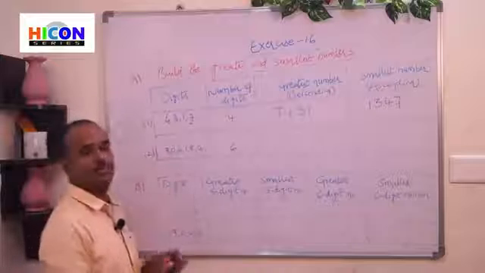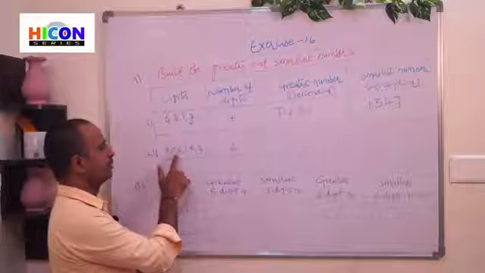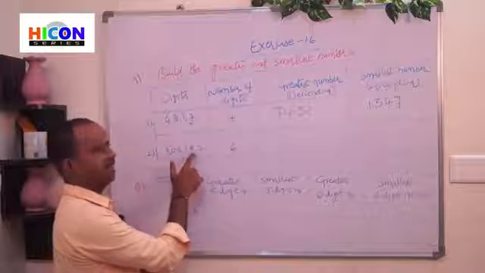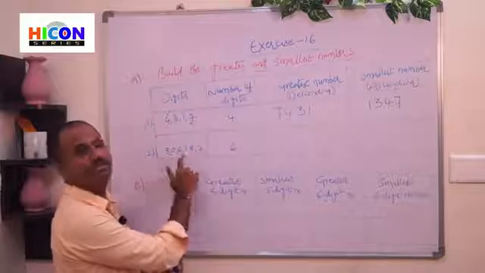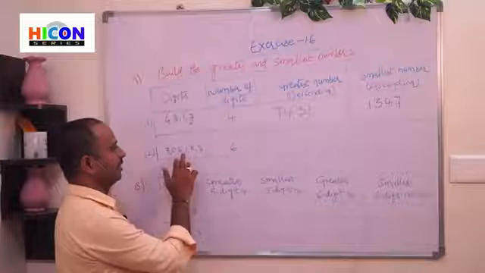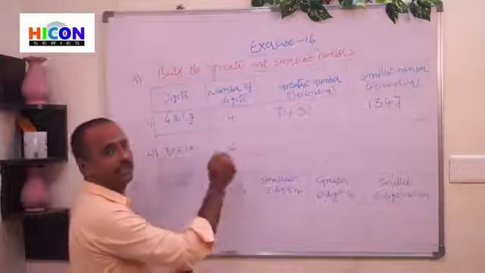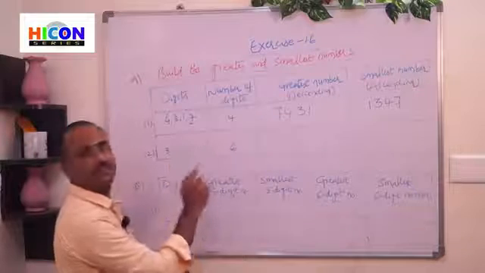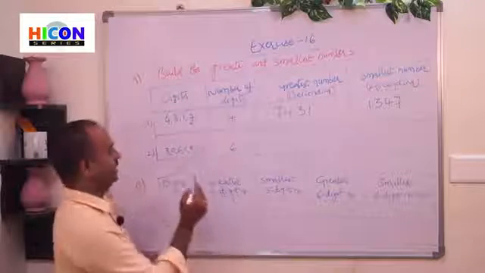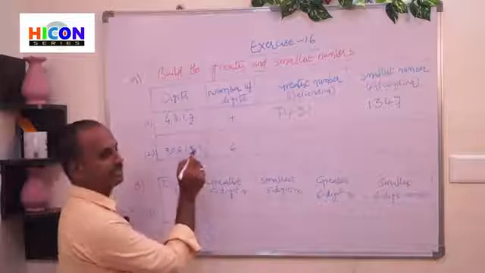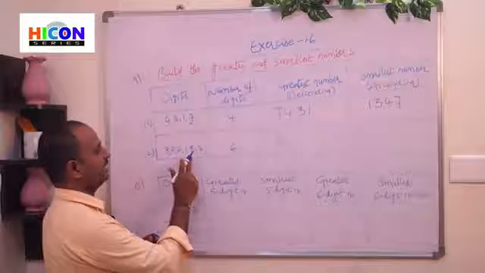So see the second problem. There are 6 digits given: 3, 0, 6, 1, 8, 7. Now we have to write the greatest number with these 6 digits. So arrange the given digits in descending order. That means write the given digits from greatest to smallest. Write the greatest digit first. Among these 6 digits, which one is the greatest? 8 is the greatest. So write 8 first.